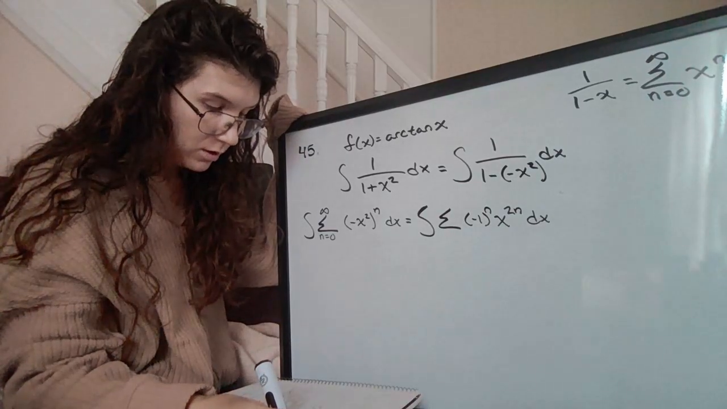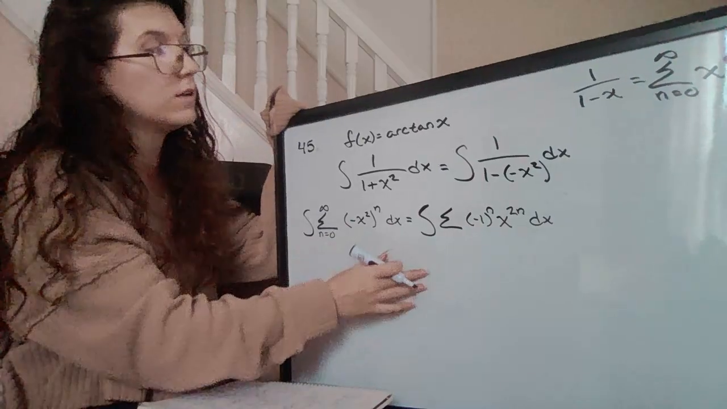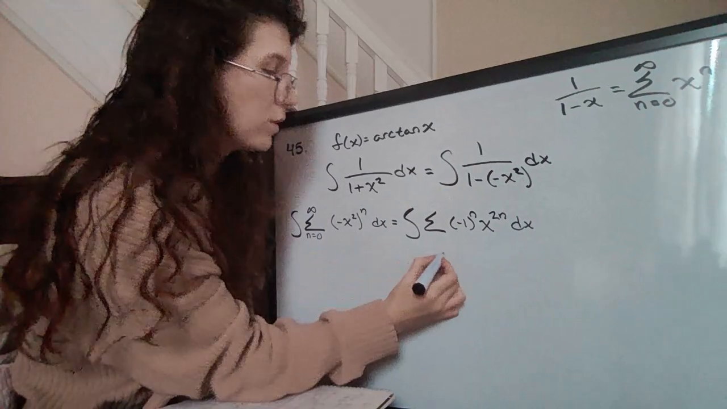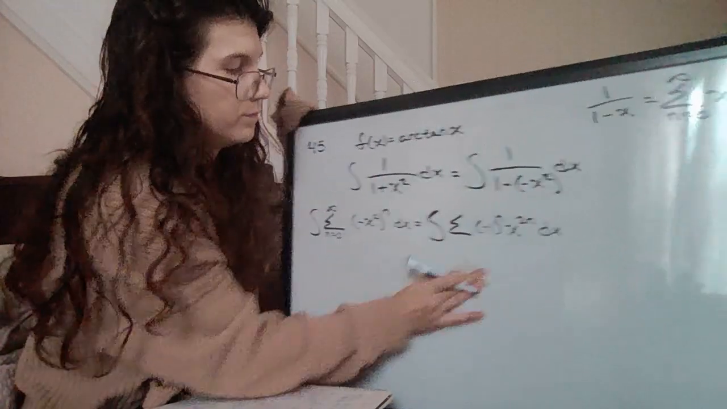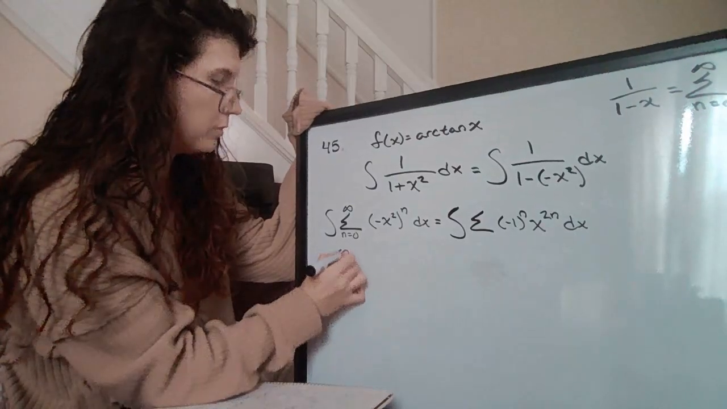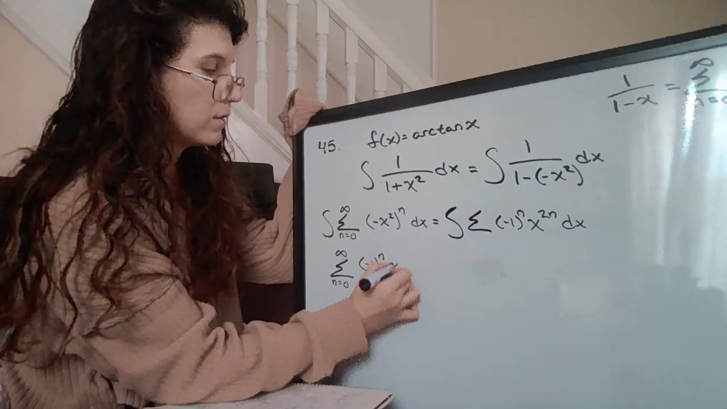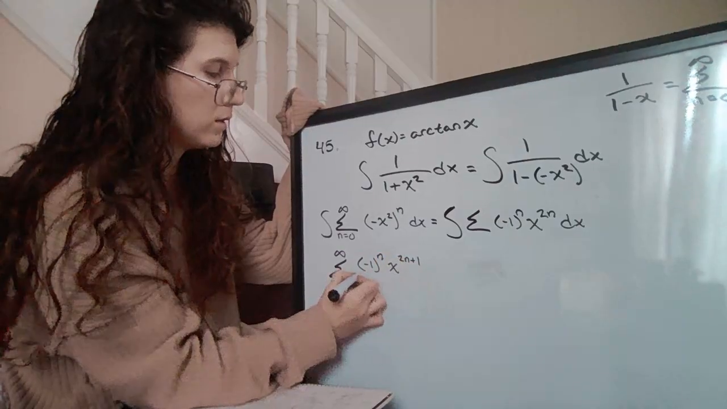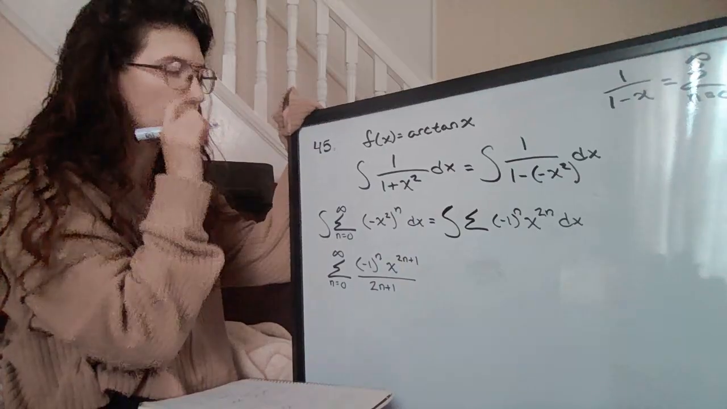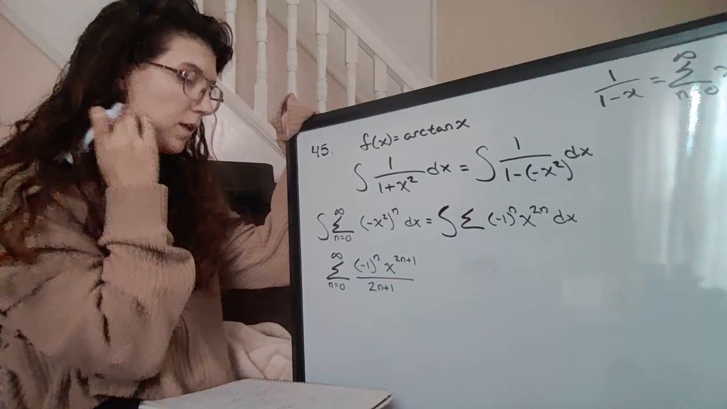It's very distracting. So what I can then do here is I can integrate. I can add 1 and then divide by my new exponent. So right over here, then I have the sum n equals 0 to infinity of negative 1 to the n, x to the 2n plus 1, and then I'm going to divide that by 2n plus 1, and that is going to be my series representation. Nice.